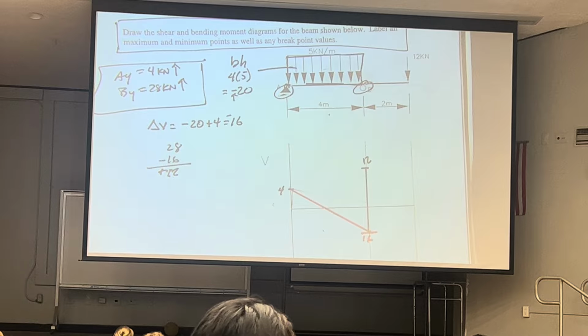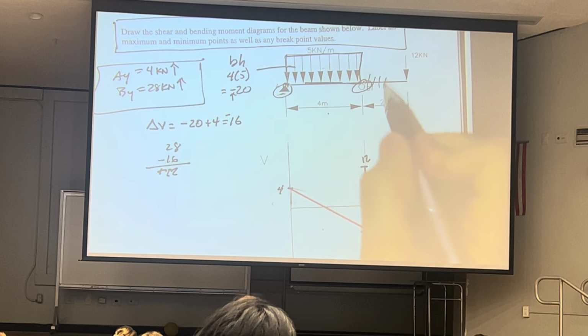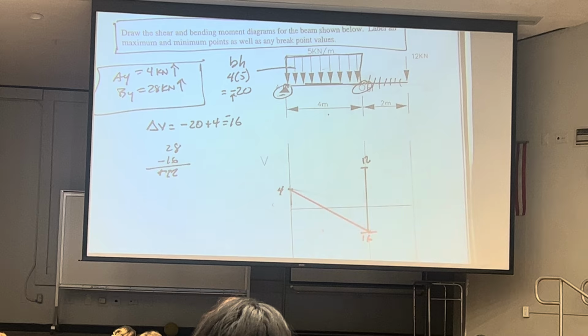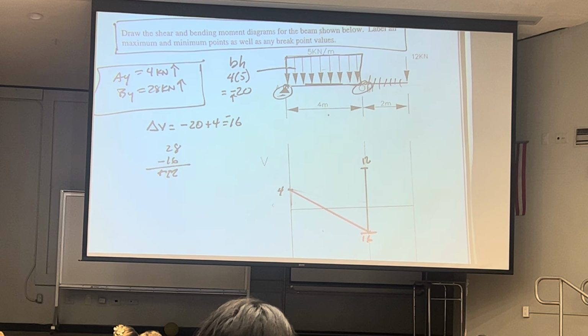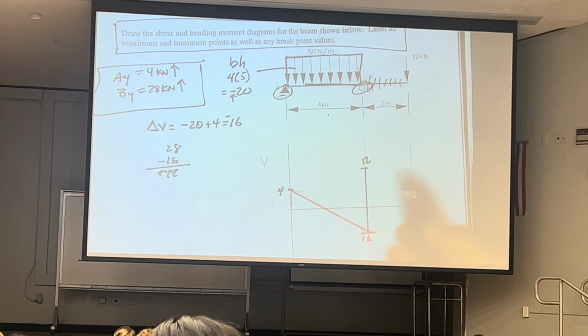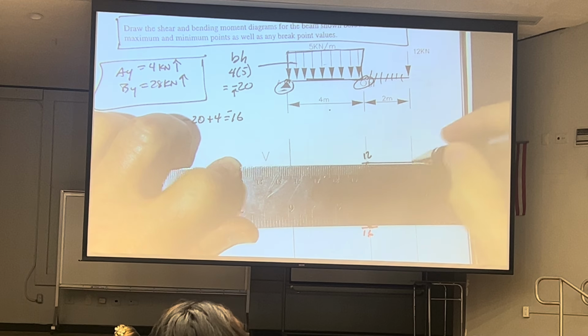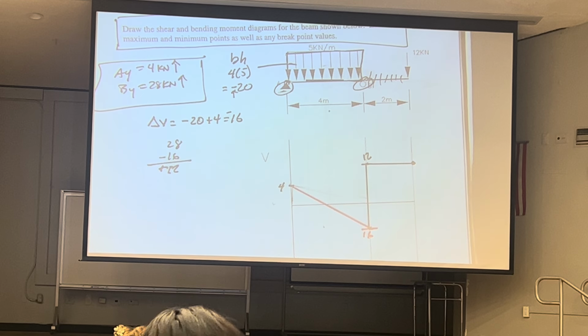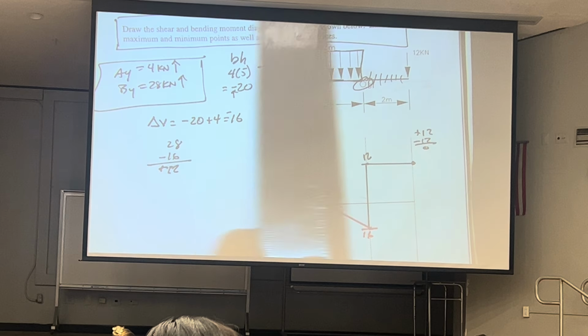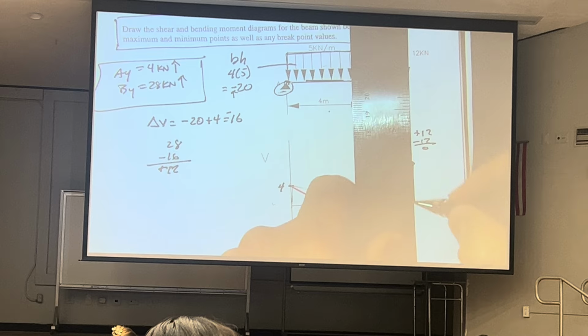Now what? Well, there's no load after that. What does that mean for the shear? Straight line across. So draw me a straight line across, until I get to the end. What happens at the end? Well, I've got a plus 12, minus 12. I go to 0. Thank you.